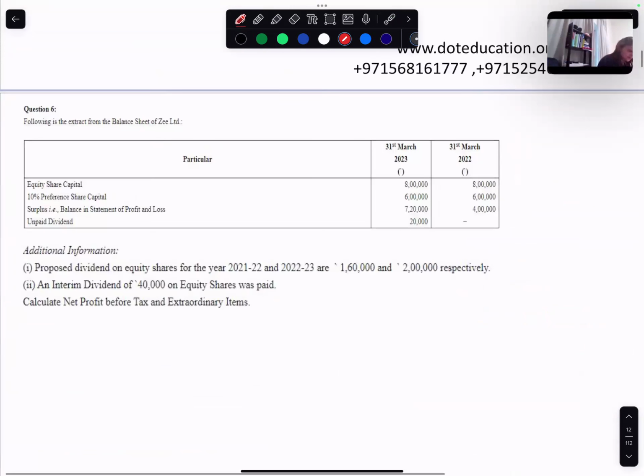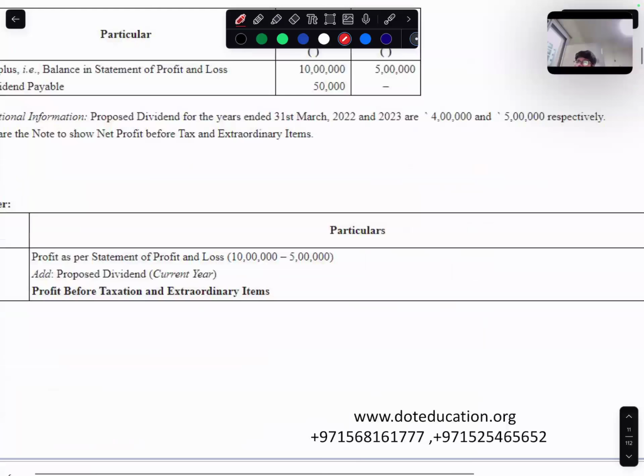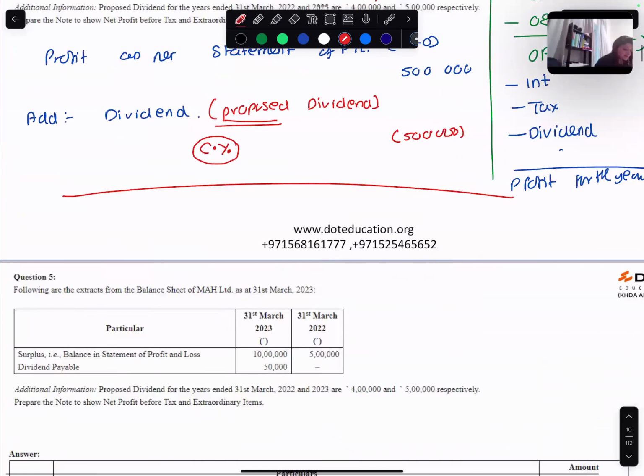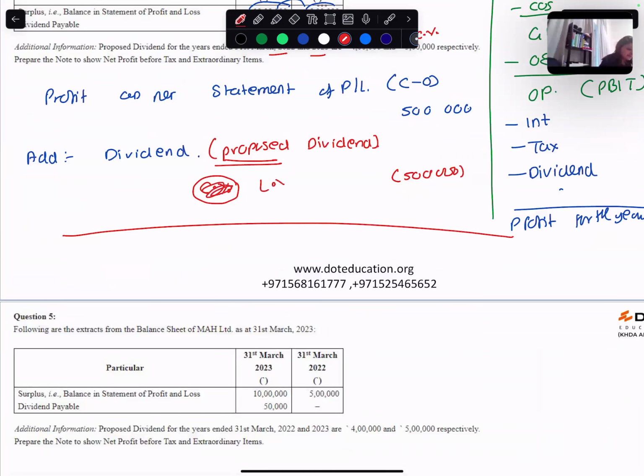I want you to try this. Take back the proposed dividend of the last year, you will minus. Okay. So the last year is 400,000. So your profit for the year is 100,000. So this is profit before interest and tax. Are you with me? Yes, ma'am.